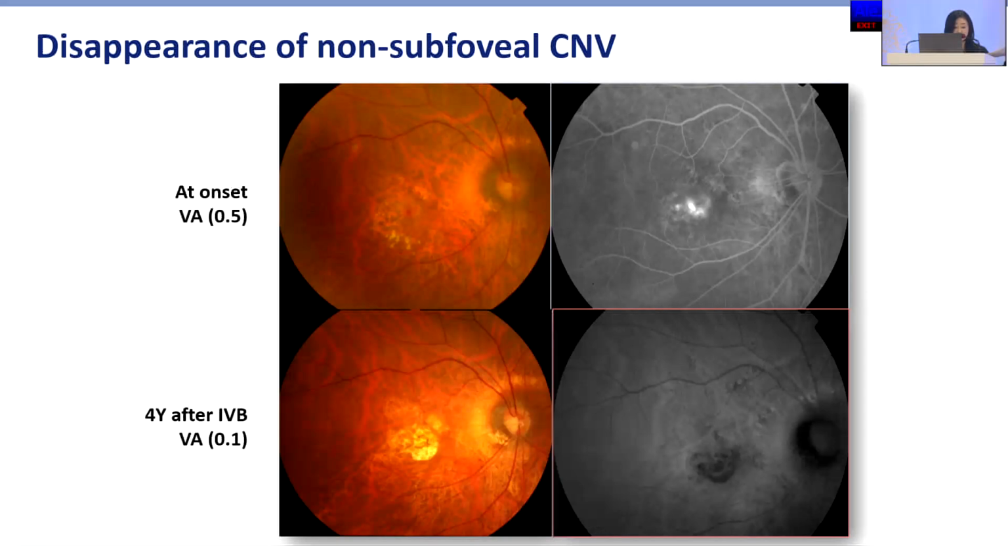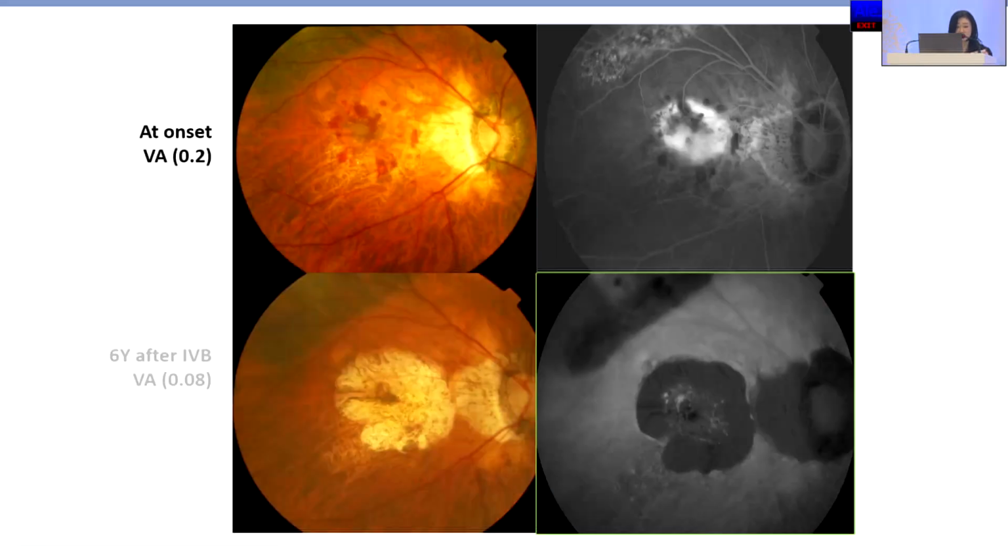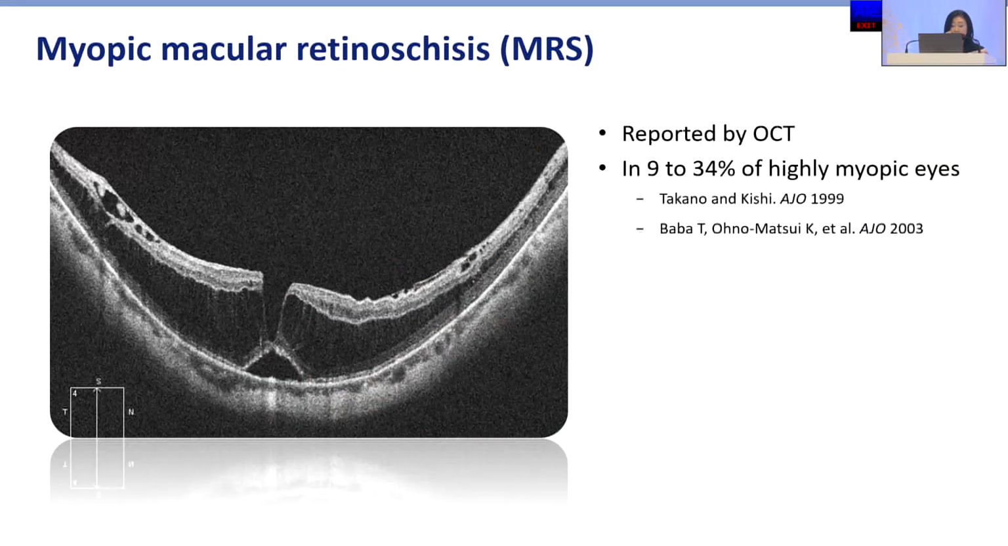So atrophy can be observed clearly in autofluorescence image. And in this patient as well, there is large CNV surrounded by hemorrhage, but the neovascularization itself has responded to the treatment very well and become a tiny pigmented scar in 6 years. But a large macular atrophy develops and continues to enlarge, and so the vision has declined to 0.08. The next complication is macular retinoschisis, which occurs in 9 to 34% of highly myopic eyes.